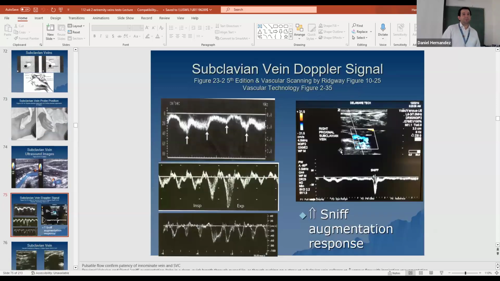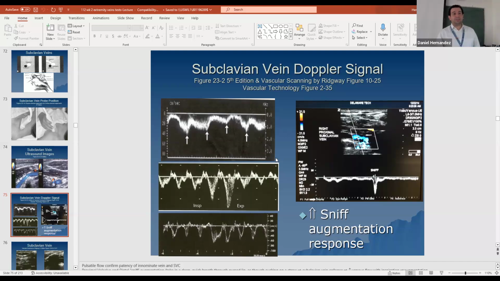Now our Doppler waveforms. We talked about those central veins in the upper extremity having a good degree of pulsatility. These are normal subclavian Doppler signals. This is what we expect, phasicity and pulsatility. This was with sniff augmentation, which we did here in the lab. Again, this is normal. This is what we expect to see.